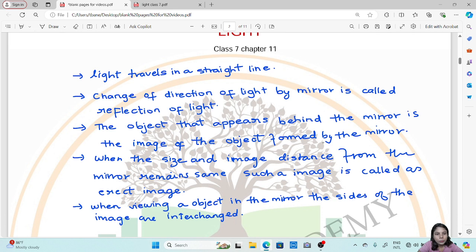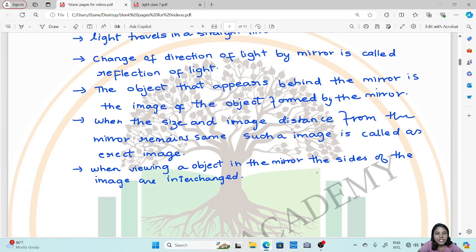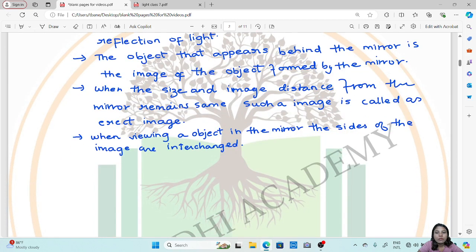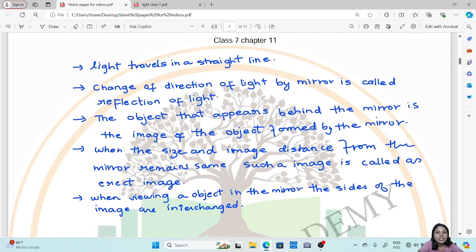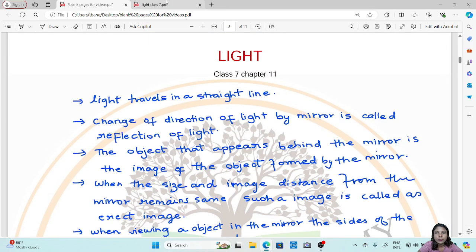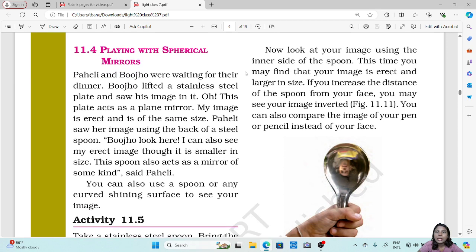The object that appears behind the mirror is the image of the object formed by the mirror. When the size and the image distance from the mirror remain the same, such an image is called an erect image. When viewing an object in the mirror, the sides of the image are interchanged. So we have discussed all these points in the last class. Today we'll continue playing with spherical mirrors.